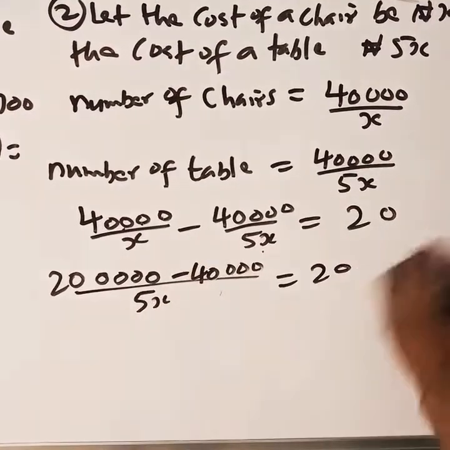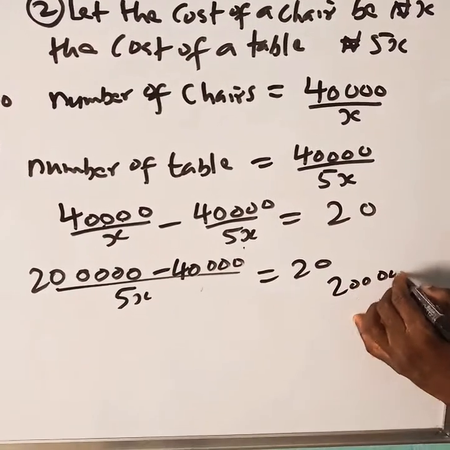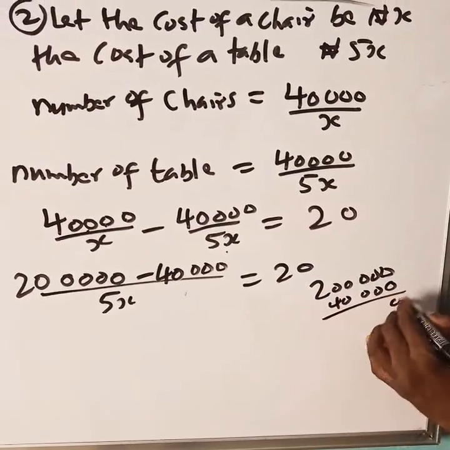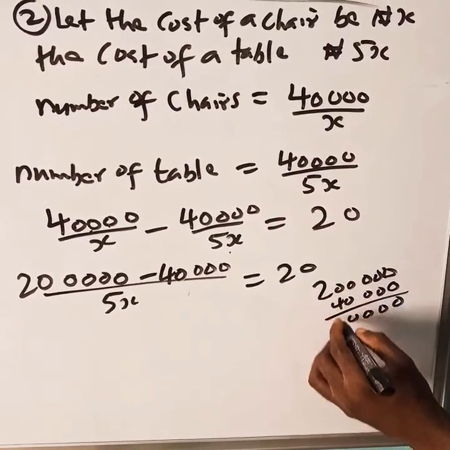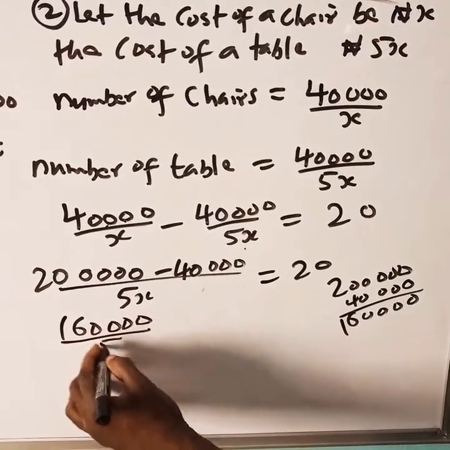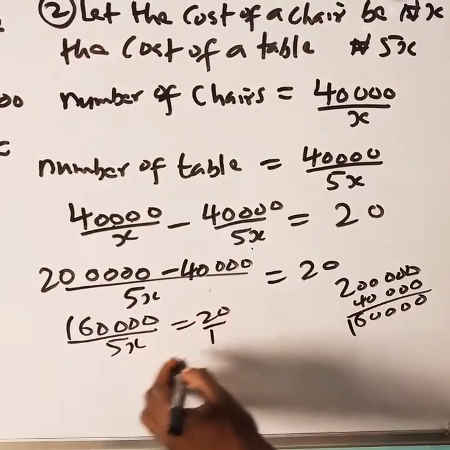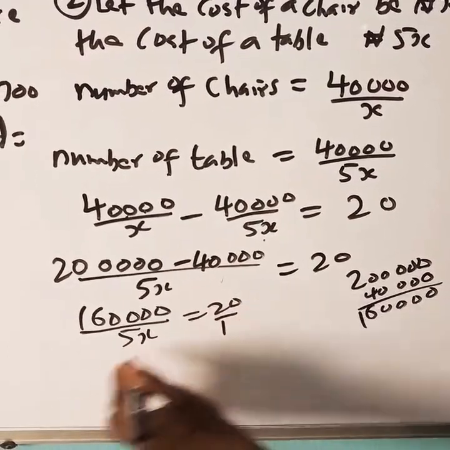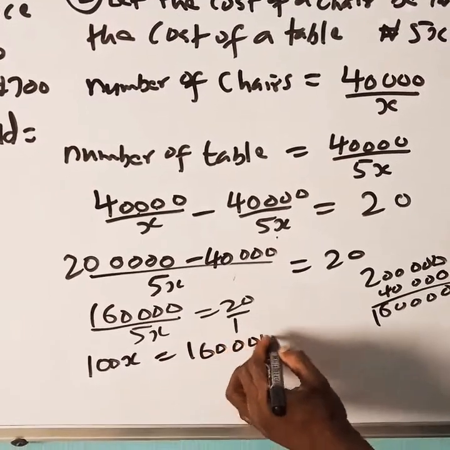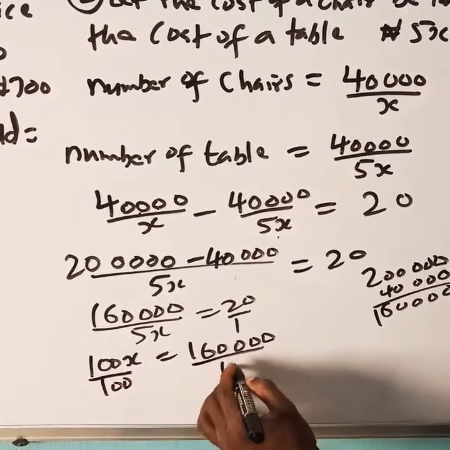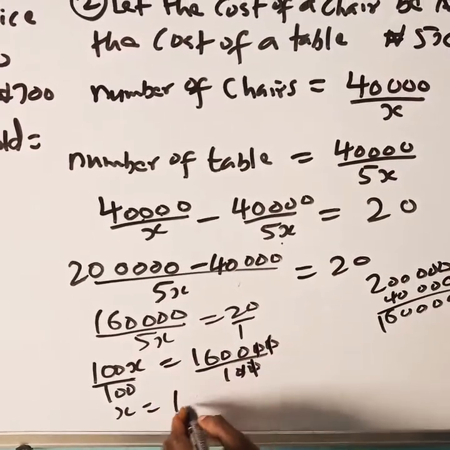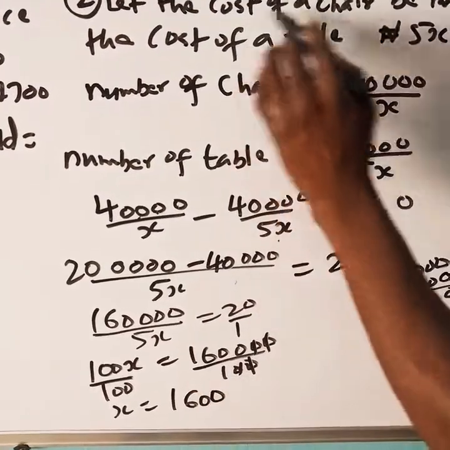200,000 minus 40,000. So 10 minus 4 is 6, that is 160,000. So 160,000 divided by 5x is equal to 20 over 1. When you cross multiply, 5x times 20 will give you 100x, which is equal to 160,000. Divide both sides by 100. So we have that x is 1,600, cancelling the zeros.